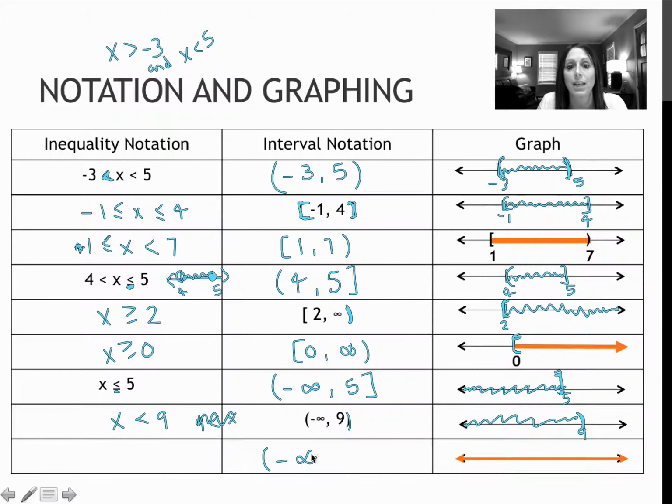Last one here, notice this goes on forever and ever and ever. Interval notation would be negative infinity, comma, positive infinity. It's all of the values. And inequality notation, again, I would probably just use the same as the interval notation, just like that.